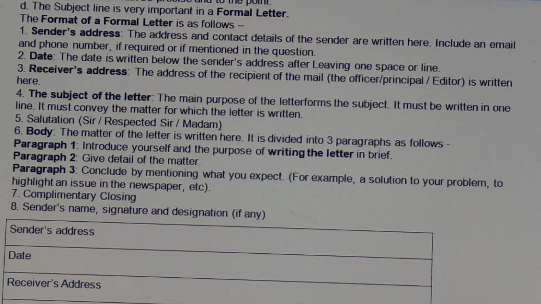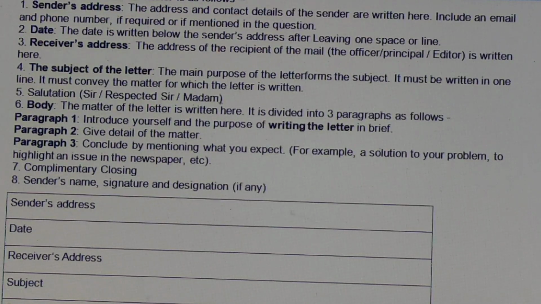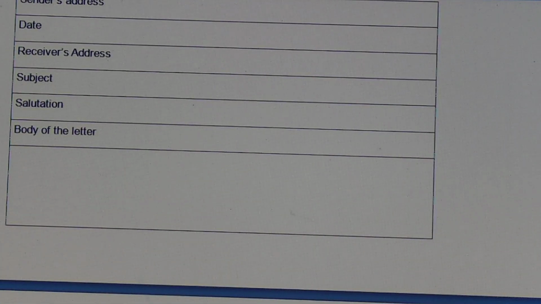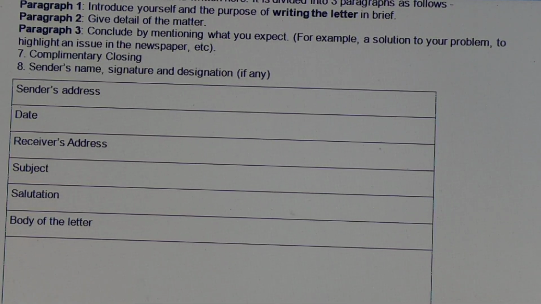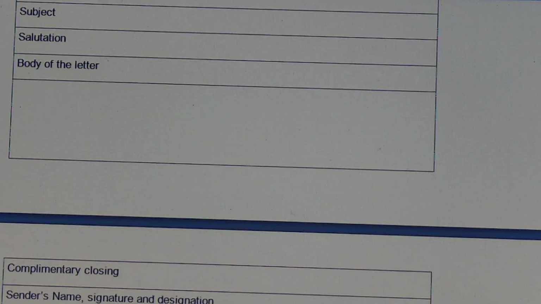And the most important part, the body. The matter of the letter is written here and it is divided into 3 paragraphs. But all the 3 paragraphs you will start from the margin line only. First paragraph, introduce yourself and the purpose of writing the letter. Second, give detail of the matter. Third, conclude by mentioning what you expect from the receiver. What do you want them to do for you? A solution to your problem, to highlight an issue in the newspaper. Then comes the complimentary close, sender's name, signature and designation here.